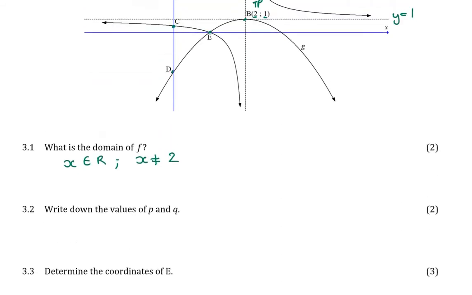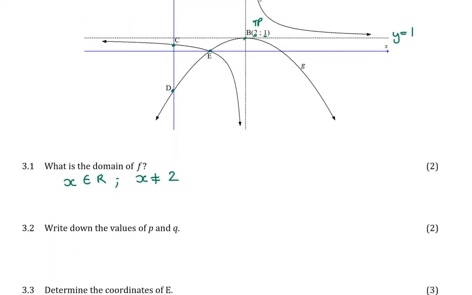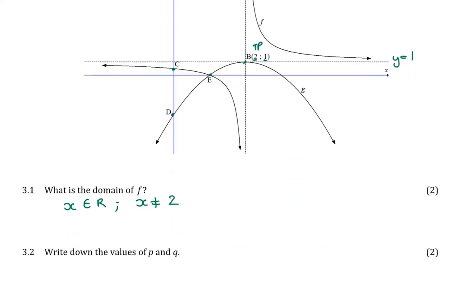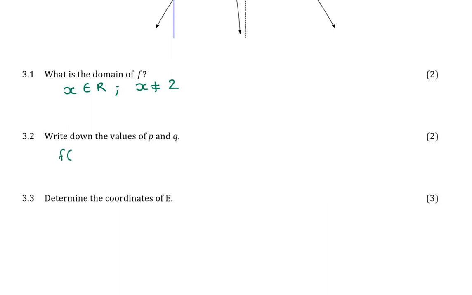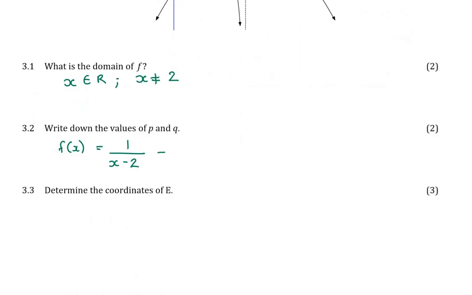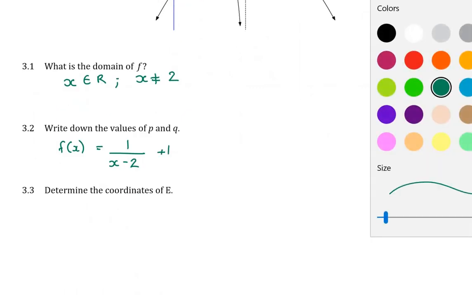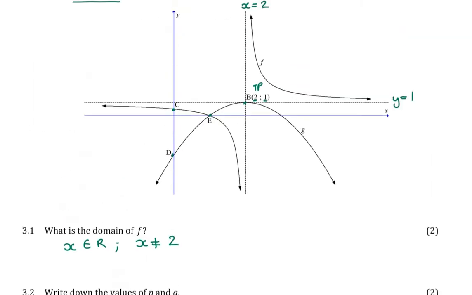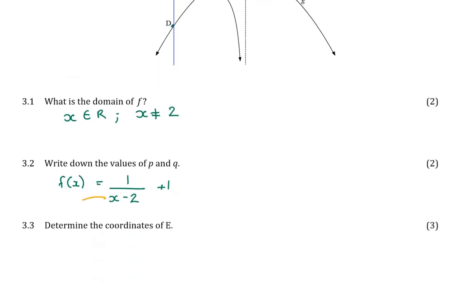Okay, write down the values of p and q. Well, p and q are in the formula, so let me just go and write down my formula quickly. My formula is f of x equals 1 over, now I moved 2 units right, so that'll be x minus 2, and then I moved 1 unit up, so that'll be plus 1. Now just be careful because it depends on what formula they gave you. They gave us 1 over x minus p plus q. So it's fairly obvious to see that q is 1.